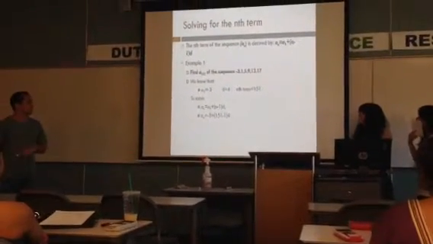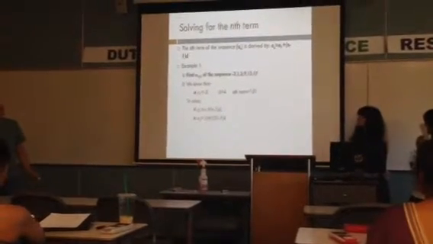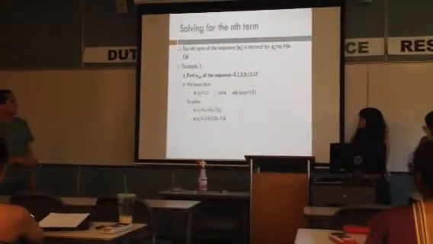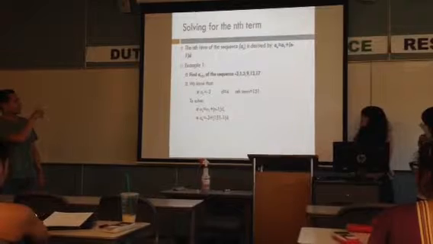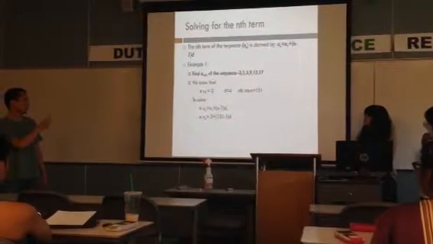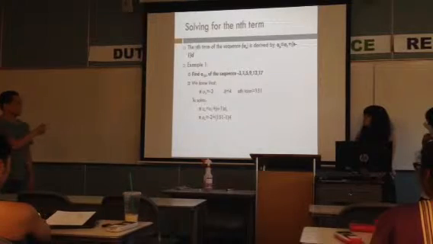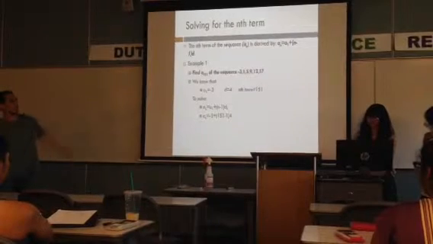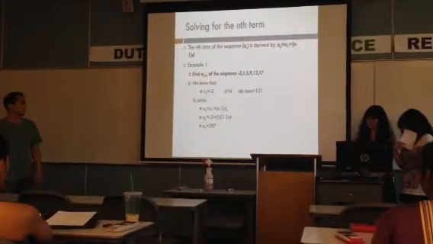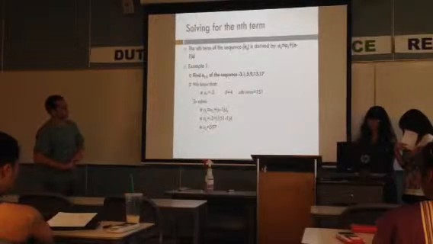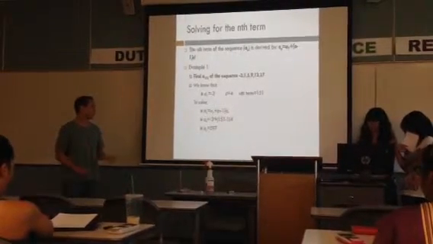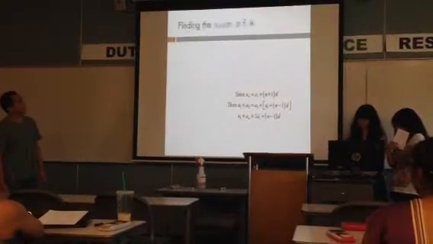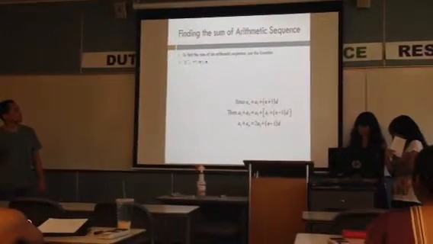Find a151 of the sequence. First, we already know the first term is negative 3. To find the constant, you subtract 1 minus negative 3, which gives us 4. Also given was the nth term, 151. So we substitute into the equation a n equals a1 plus n minus 1 times d. So we have negative 3 plus 151 minus 1 times 4, and when you simplify it, you get 597. That's how you find the last term of the arithmetic sequence.